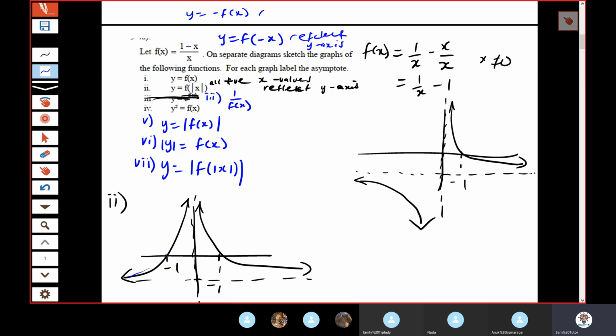Negative f of x, you would have reflected about the x-axis, right? Your happy parabola becomes a sad parabola. So for this one, all your positive x's become negative x's, all your negative x's become positive x's, which makes sense because the negative of negative numbers should become positive and the negative of positive numbers will become negative.